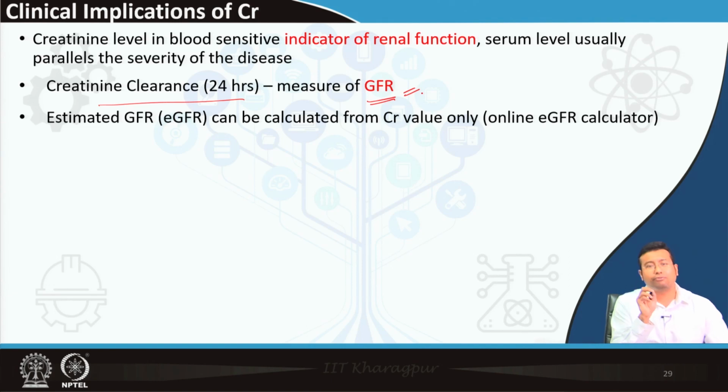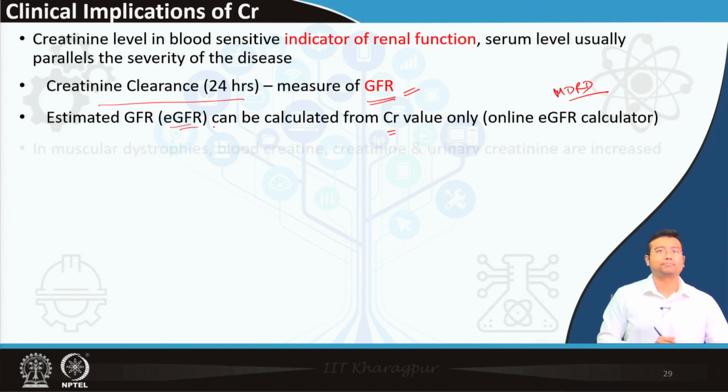However, even from a single value of creatinine, we can estimate the GFR roughly by using a calculator. One such example is the MDRD calculator. There are online softwares, you can simply put in your age, sex, race and the creatinine value, and it will give you a rough idea about the estimated GFR in your renal condition. You may like to try it, right.